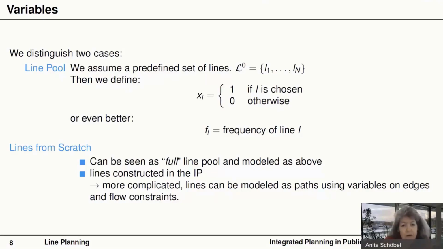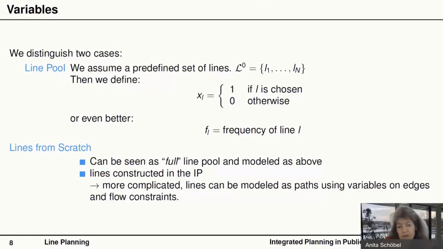There are also some approaches where lines are constructed, even within the integer program. This is possible. I've shown you yesterday that we can model shortest paths or we can model paths in the language of integer programming. So we can add that we would like to look for paths and have constraints that make sure that these paths are a collection of edges which are connected.